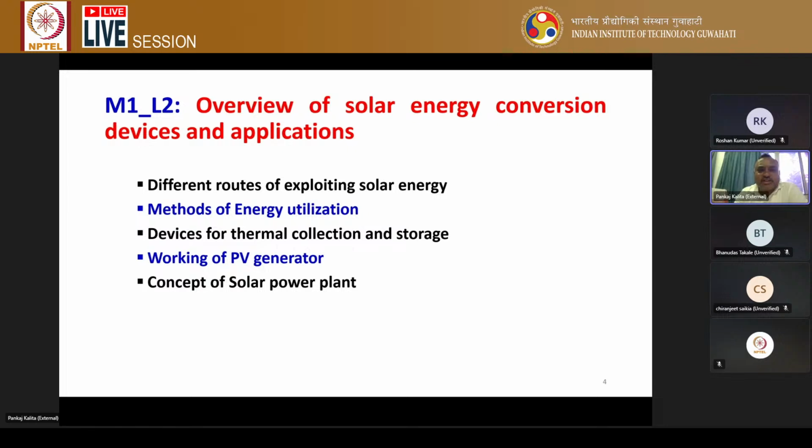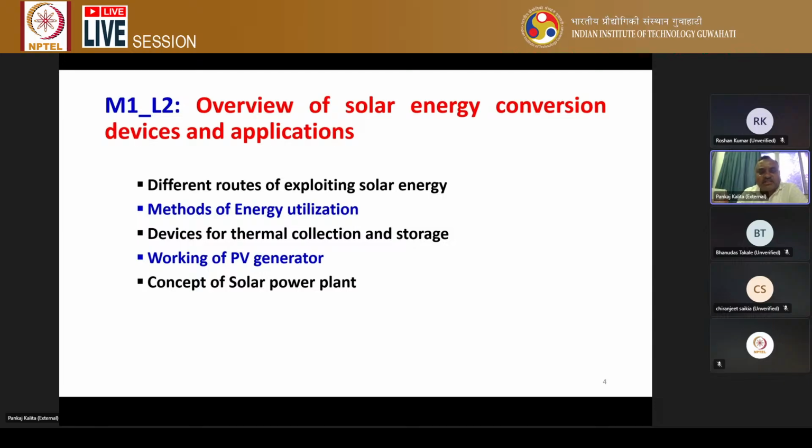In lecture 2 of module 1, an overview of solar energy conversion devices and applications has been elaborated, and what the different routes of exploiting solar energy are. If we talk about solar energy exploitation, primarily we have two verticals. One is solar thermal, the other is solar photovoltaics. In solar thermal, we can use the thermal energy in different forms, because we can categorize based on temperature ranges. It may be low temperature scale, medium temperature scale, or high temperature scale.